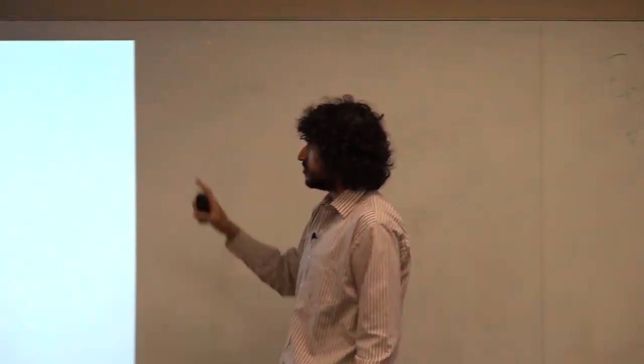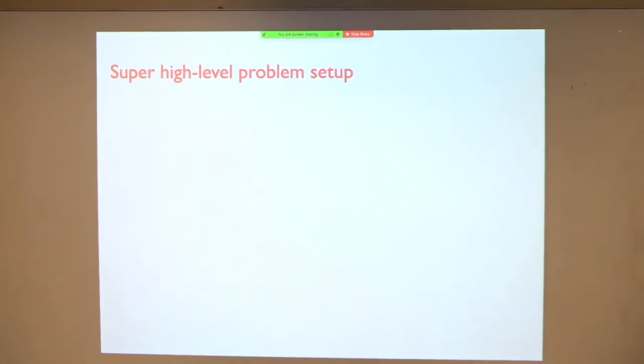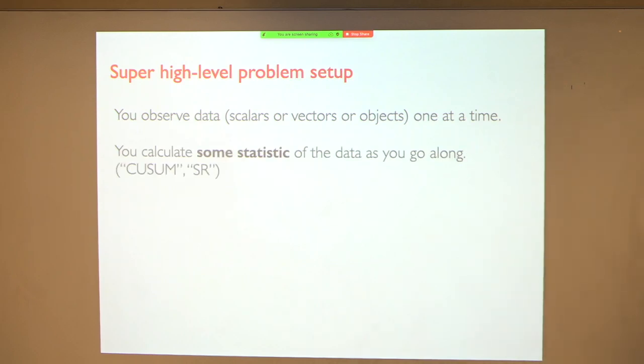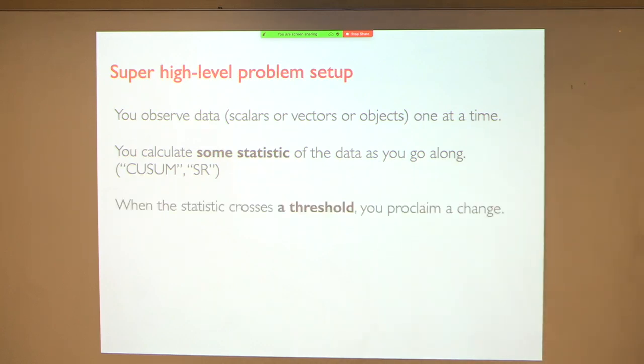Okay, so yeah, we finished those two. Now we're going to change detection. And here's the super high level problem set. If you have not seen change detection before, it roughly works like this. You observe some data, it could be scalars or vectors or some objects one at a time, and you calculate some statistic of the data as you go along. Okay, it could be a CUSUM or SR statistic if you have heard of these. And then you have some threshold, and when the statistic crosses the threshold, you proclaim that there's been some change.